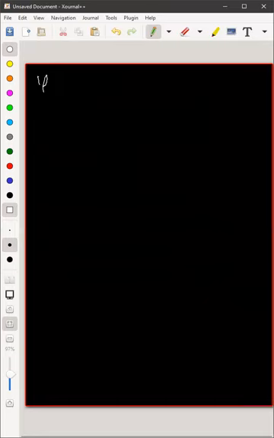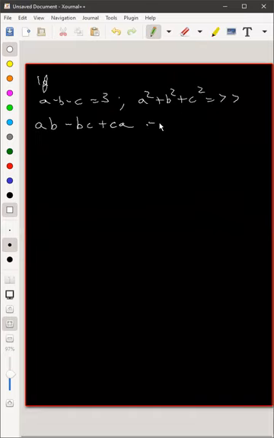Again, if a minus b minus c is equal to 3, a squared plus b squared plus c squared is 77. Find ab minus bc plus ca. Quickly.